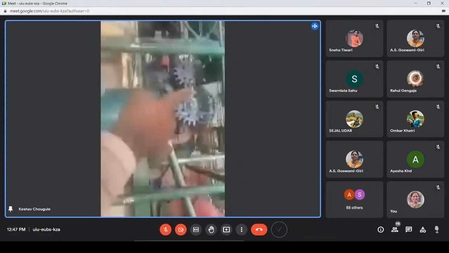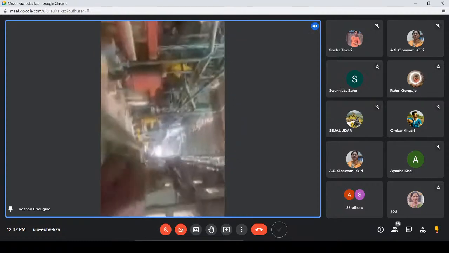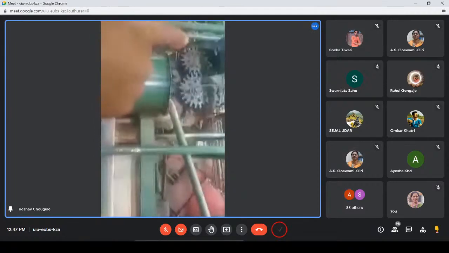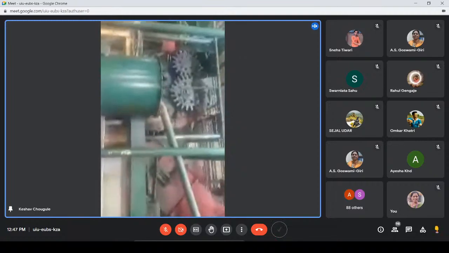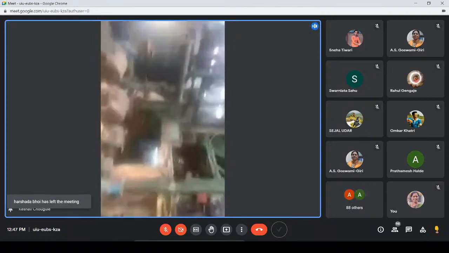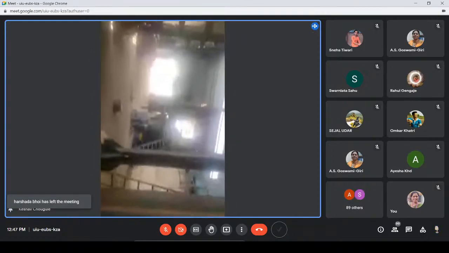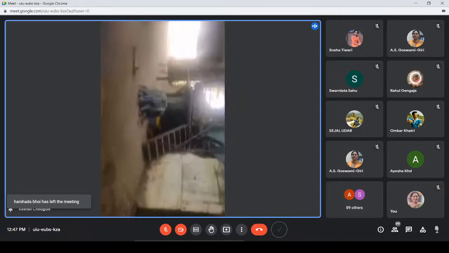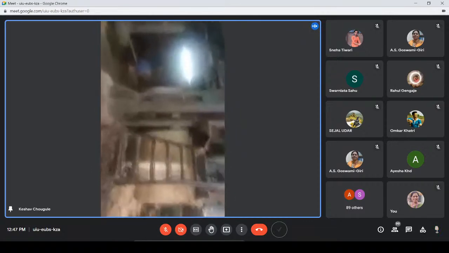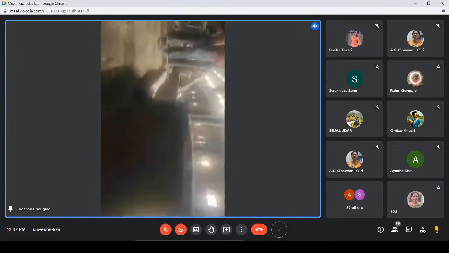There are three different mills. There is one mill, another one is second, and the third one is on this side. By using three different mills, they extract the juice from the sugar cane, and all these mills are driven by steam turbines, and those steam turbines are run by steam which is generated in the boiler section of the factory.